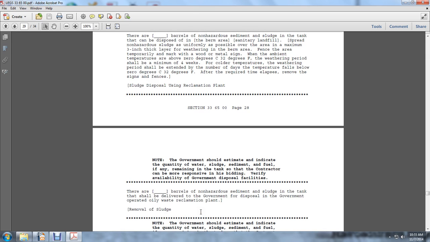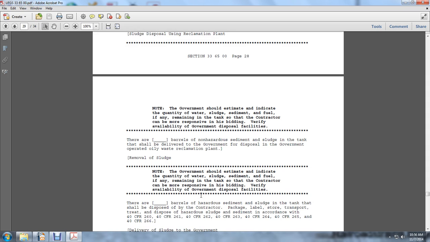The government shall estimate and indicate the quantity of water, sludge, and sediment fuel remaining in the tank, and the contractor shall be responsible in bidding and verifying the availability of the government disposal facilities. The blank barrels of non-hazardous sediment and sludge of the tank shall be delivered to the government-operated oil waste reclamation facility. Removal of the sludge: note that the government shall estimate and indicate the quantity of water, sludge, fuel, and estimate the remaining tank, and the contractor shall be responsible for this bidding, verifying the ability of the government disposal facility.